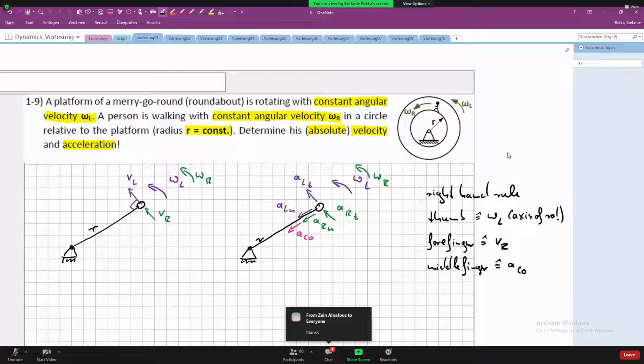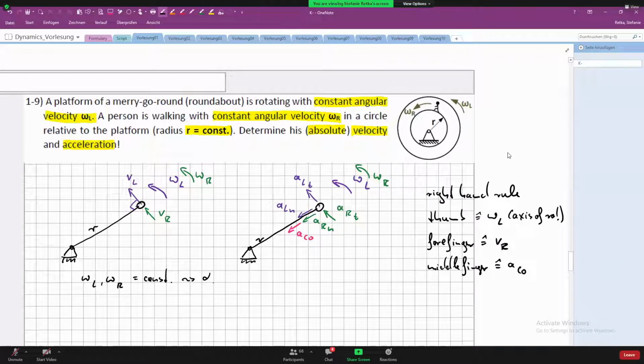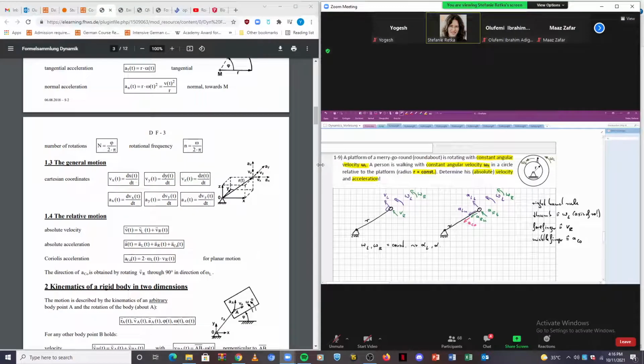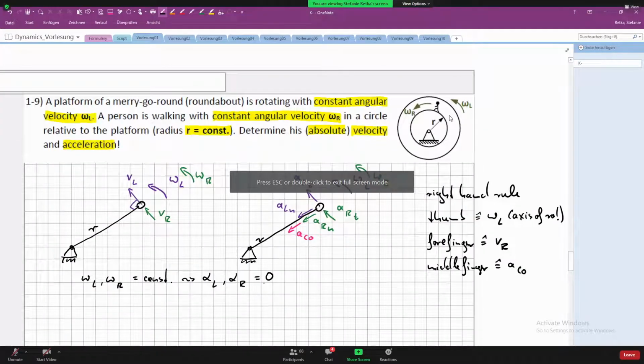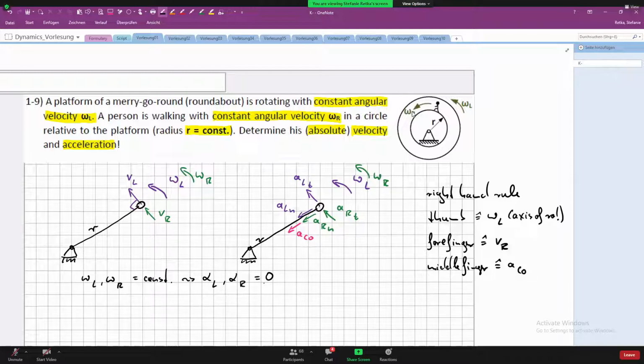Okay, now as some of you have already noticed, omega leading and relative omegas are constant, which means that the angular accelerations are 0. Since our tangential components of the accelerations are computed by alpha times radius, they are 0 as well. Leading tangential and relative tangential are 0.